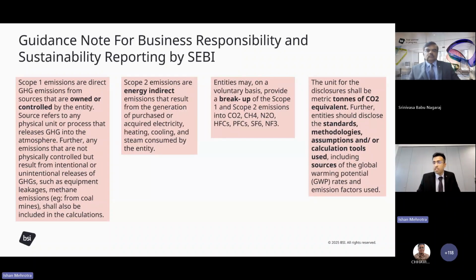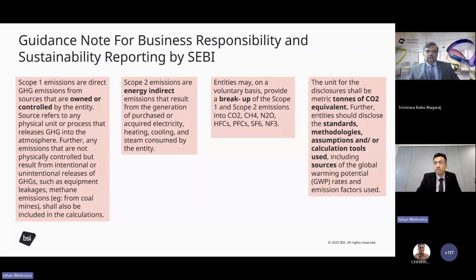SEBI also says entities may, on a voluntary basis, provide a breakup of the scope 1 and scope 2 emissions into various gases. And it says the unit for the disclosure shall be tCO2 equivalent. And entities should disclose the standards, methodologies, assumptions, calculation tools, and sources of emission factors. By this last line, entities should disclose the standards and methodologies, SEBI has kept it open for organizations to follow the globally available standards.